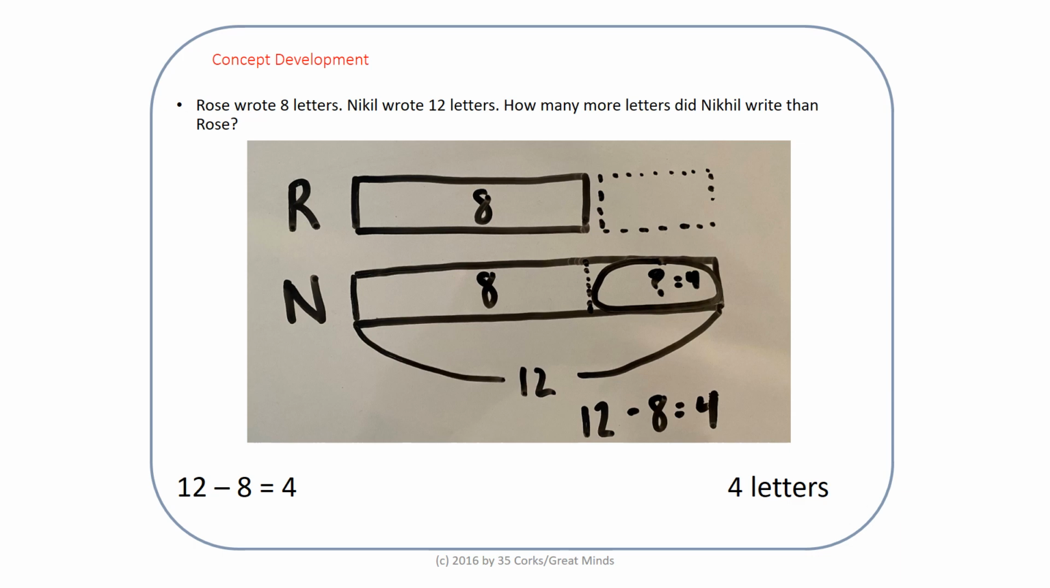This part is the same length as Nikhil's extra 4 letters, that box up there that I drew next to Rose's. So I want you to think about it. If I draw that imaginary box right there, how many more she would need to have the same amount? And it's 4.